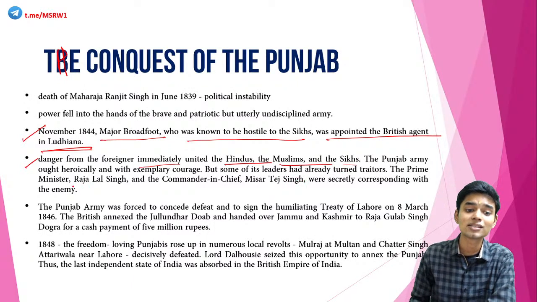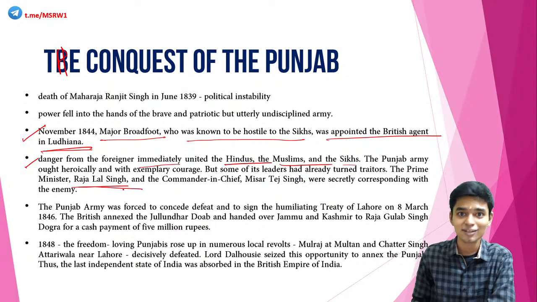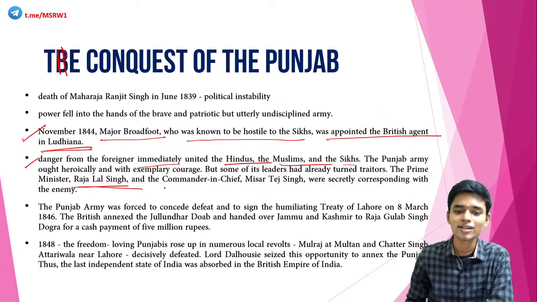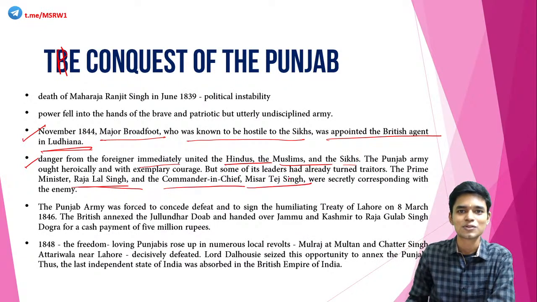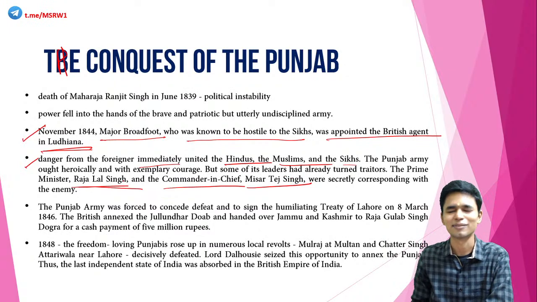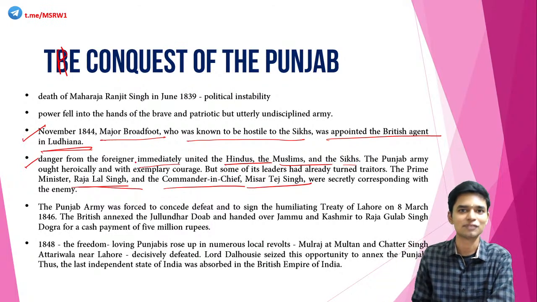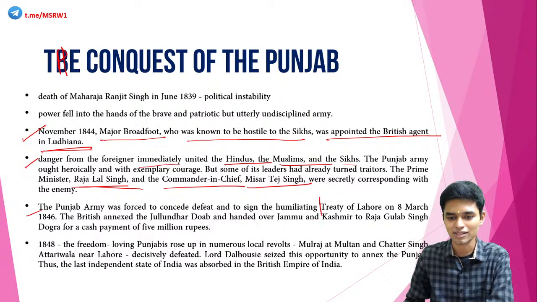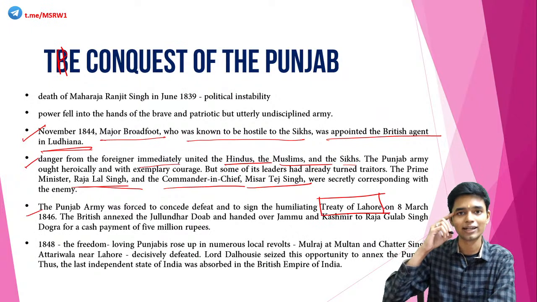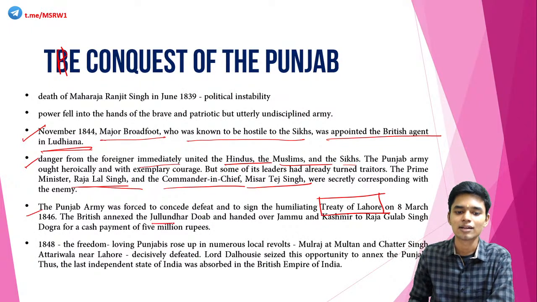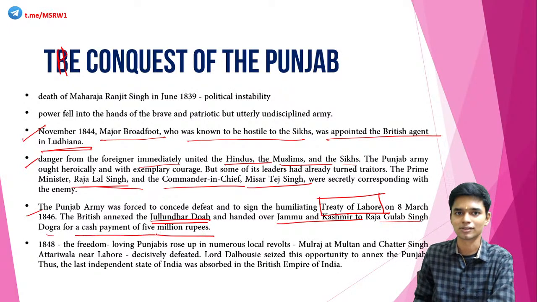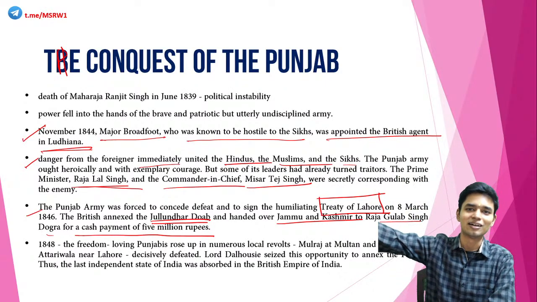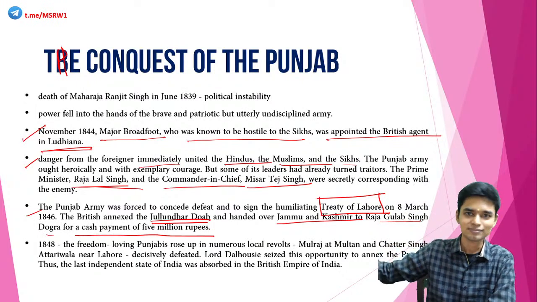For example, the Prime Minister, Raja Lal Singh. Prime Minister, think of it. And the Commander-in-Chief, Mr. Tej Singh. So both the Prime Minister and the Commander-in-Chief were siding with Britain against their own country. Despite the army's sincere best efforts, they lost. The Punjab army was forced to concede defeat, and a humiliating treaty known as the Treaty of Lahore was signed on 8th March 1846. The British annexed the Jalandhar Doab and handed over Jammu and Kashmir to Raja Ghulam Singh Dogra for a cash payment of 5 million rupees. So Punjab, the final power which opposed Britain, is also conquered.